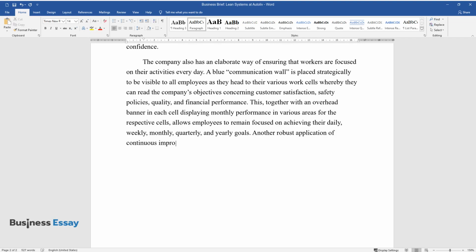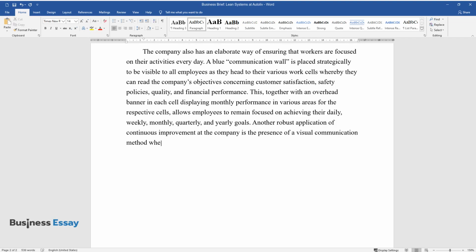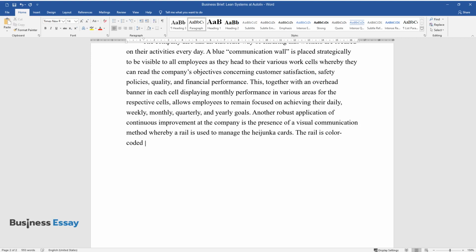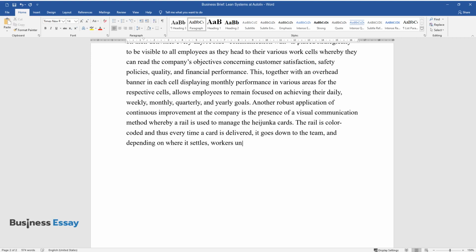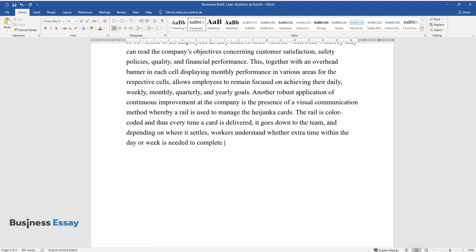Another robust application of continuous improvement at the company is the presence of a visual communication method whereby a rail is used to manage the Hijunka cards. The rail is color-coded, and thus every time a card is delivered, it goes down to the team, and depending on where it settles, workers understand whether extra time within the day or week is needed to complete the pending tasks.